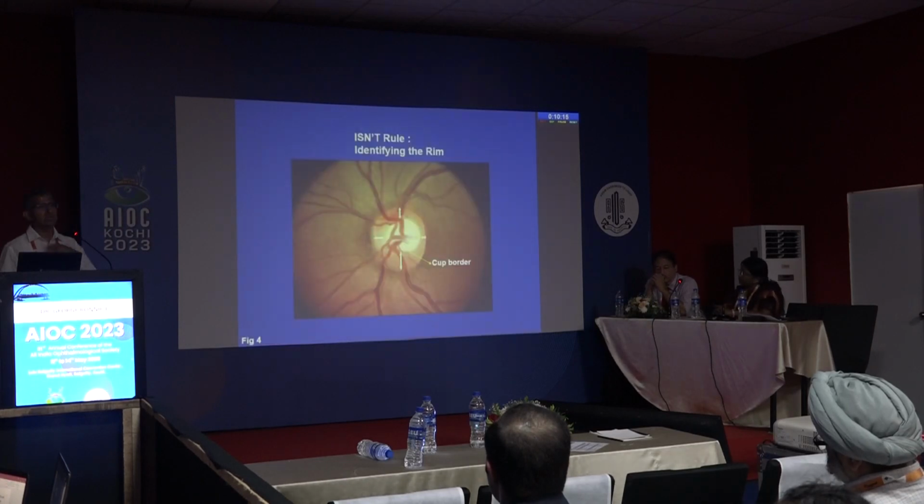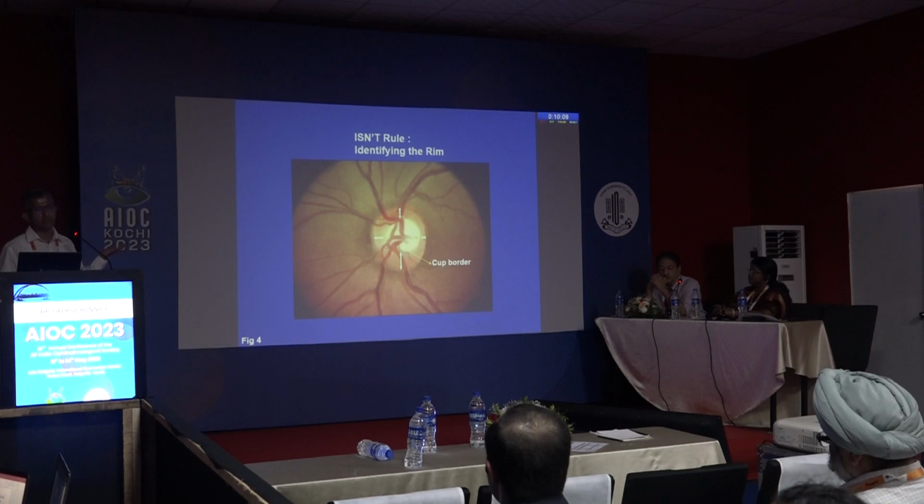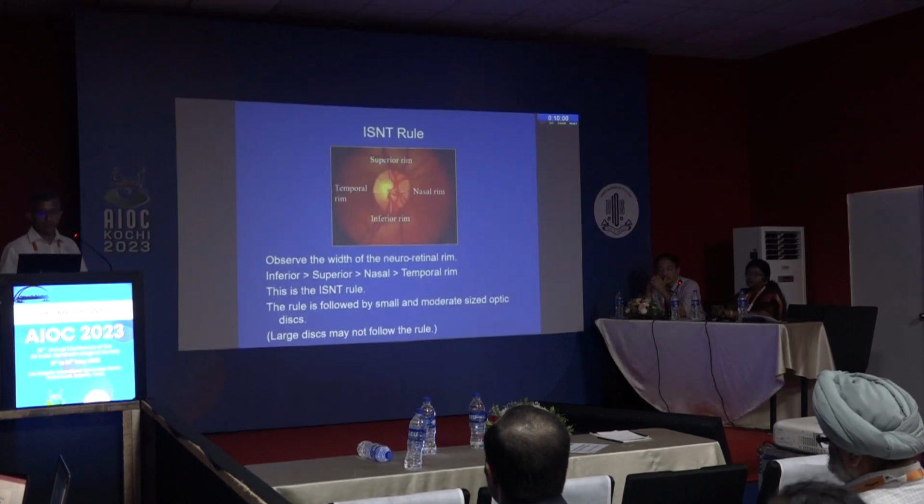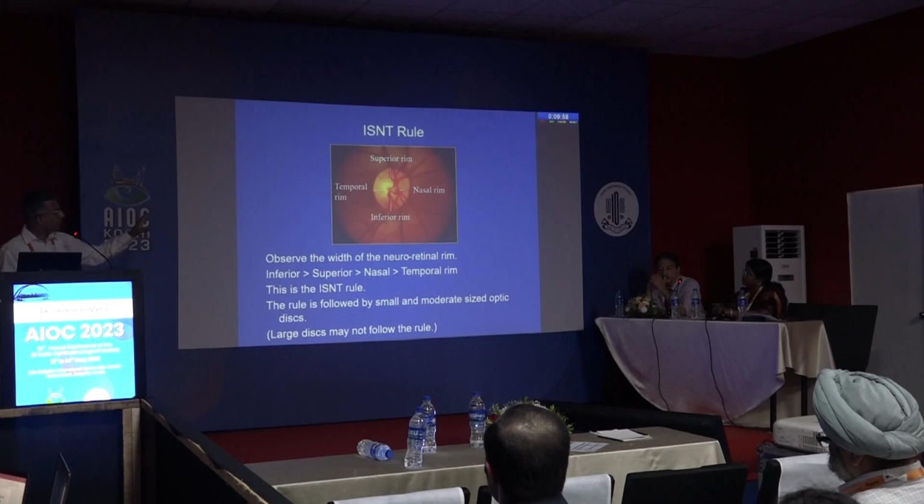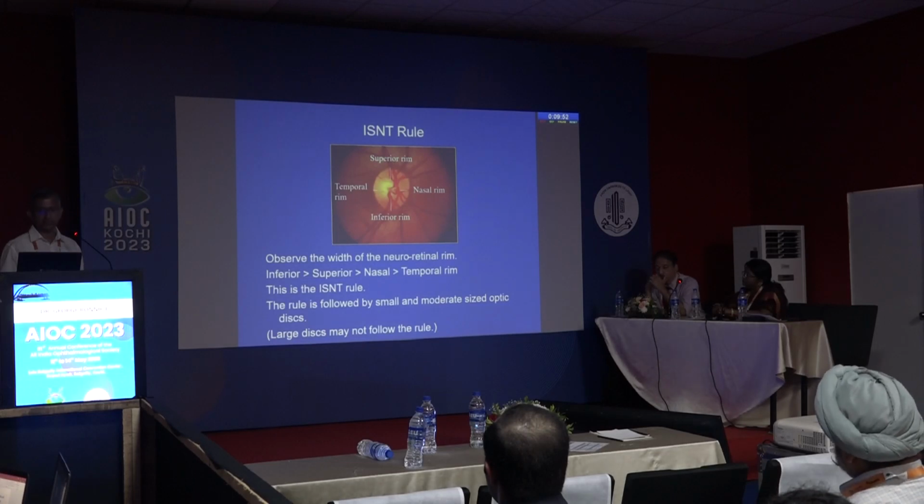The next thing that you look at is how is this rim distributed? What's the pattern? And all of you are familiar with this. It is the ISNT rule. This is normal, about 3/4 of eyes follow this pattern, that the inferior rim is thicker than the superior rim, which is thicker than the nasal, which is thicker than the temporal. And in general, no part of the optic disc will be thinner than the temporal rim. So you will not get even a local area which is thinner than the temporal rim.